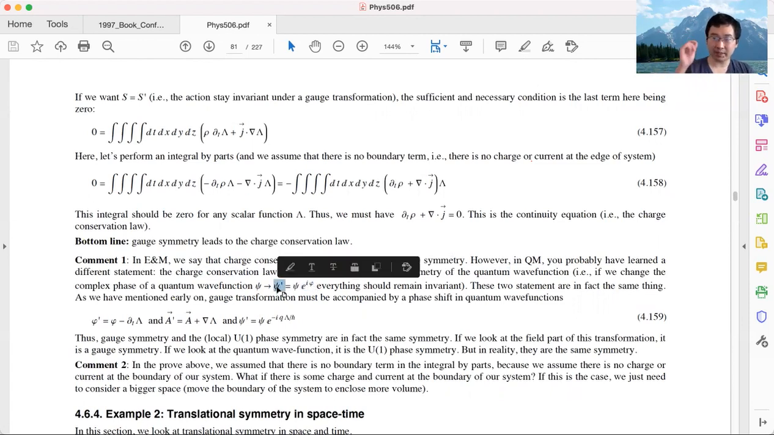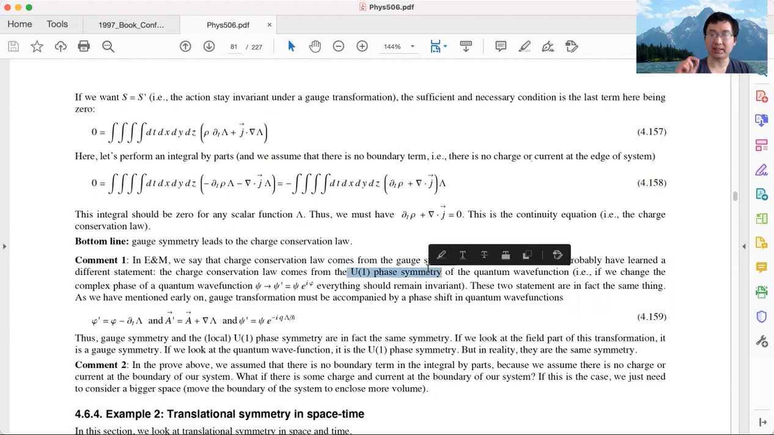In quantum mechanics, psi prime and psi describe exactly the same physics. Nothing changes if I flip psi to psi prime by just changing the complex phase. That is again a symmetry. Nothing changes under the transformation. That symmetry in quantum mechanics is called the U1 phase symmetry. And in quantum mechanics, we say that the U1 phase symmetry is the reason for charge conservation.